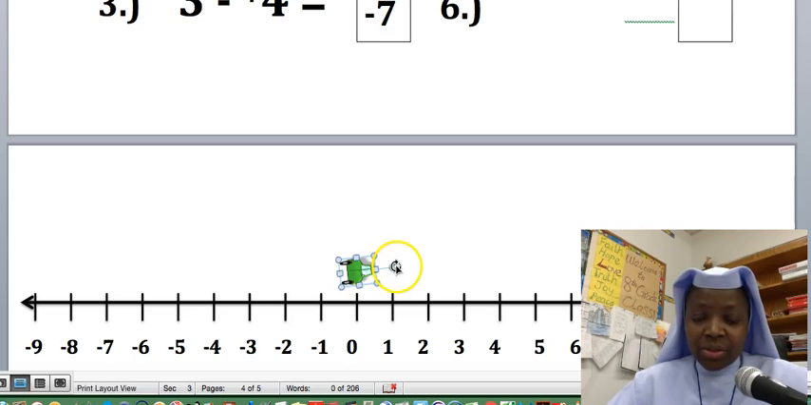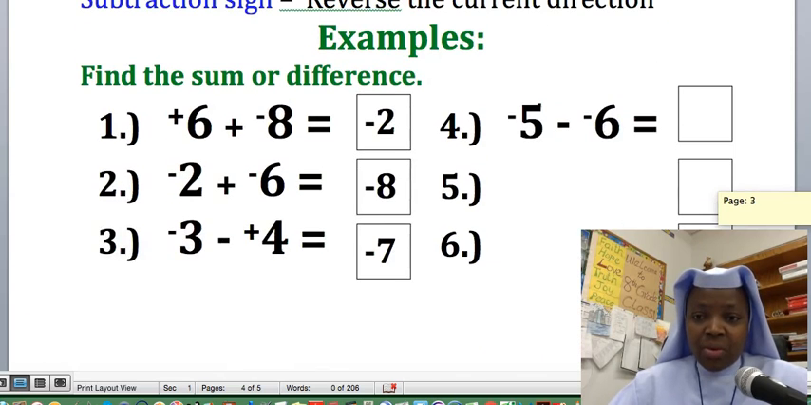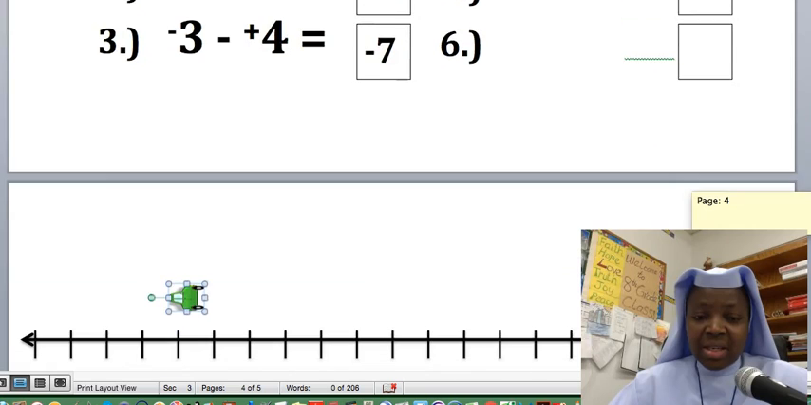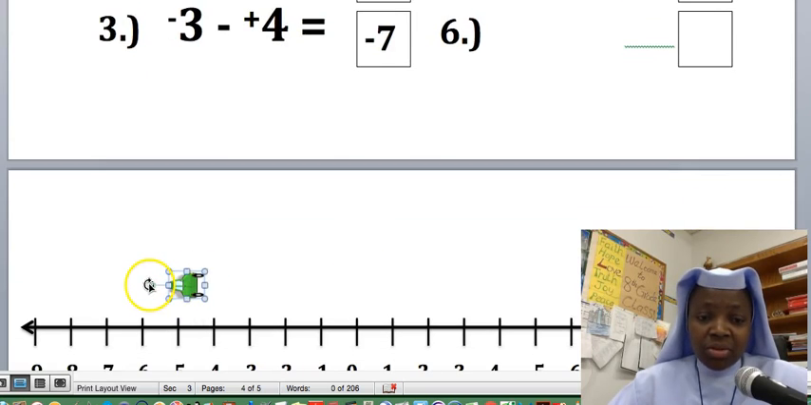By the way, I'm going to turn the car first because this is the forward. Okay, we're going to take 5 steps backward. 0, 1, 2, 3, 4, 5. Okay, after we take 5 steps backward, we're going to reverse because it's a subtraction. We reverse the car.